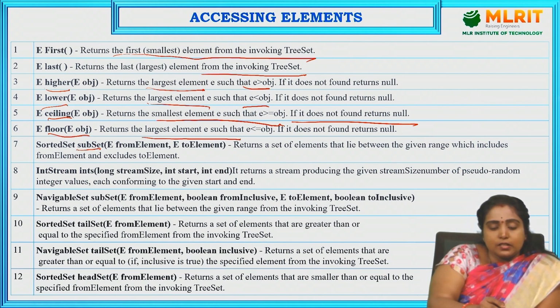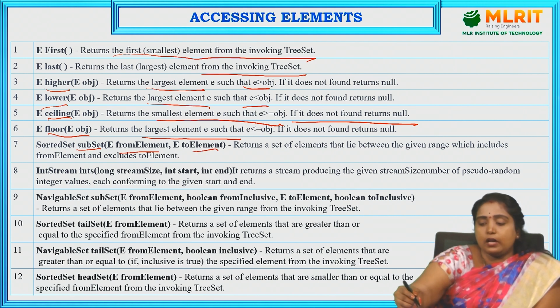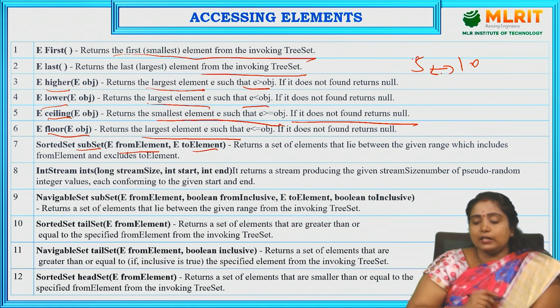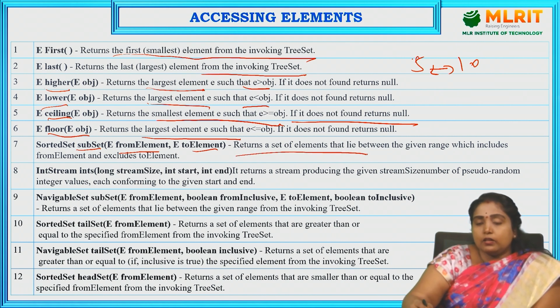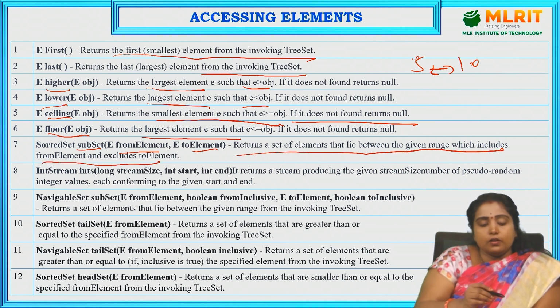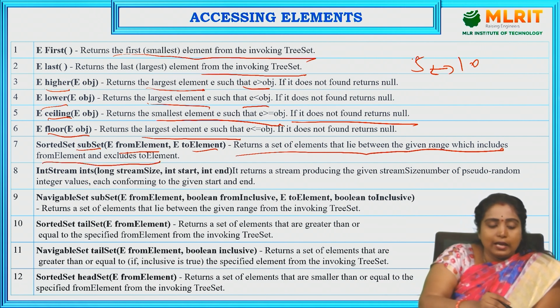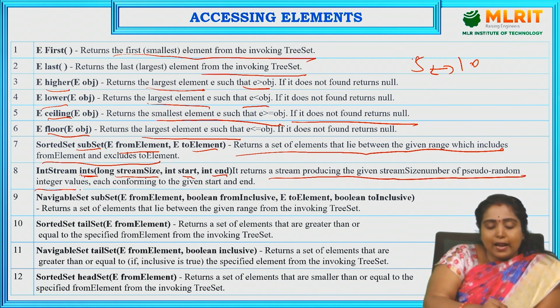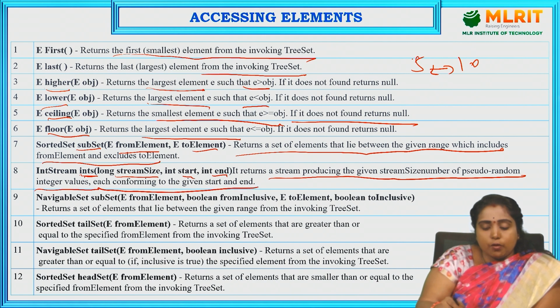And next, subSet. I just want the elements from 5 to 10, so it will return the elements in between. Whatever elements are present in that particular range, it will return them. It returns a set of elements that lie between the given range, includes the from element and excludes the to element. And next, the int stream. You can give the stream size, starting and ending. This stream produces the given stream size number of pseudo random integer numbers ranging from starting to ending.